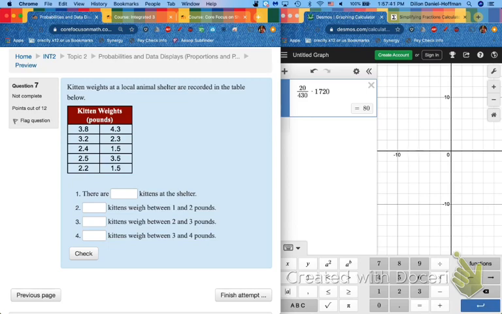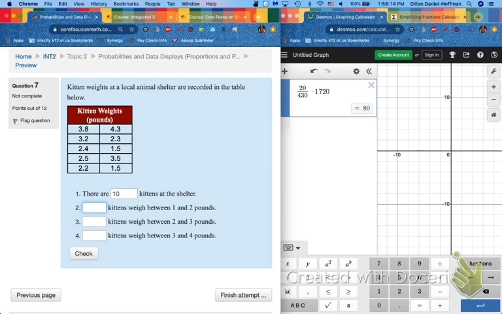Each one of these boxes represents a kitten. Cute little kitten. Weighing a certain amount of pounds. The smallest kitten, there are 2 of them here, weighing 1.5 pounds. And the largest kitten, there's one 4.3 pounder here. And a lot of 2s and 3s. So we're simply going to look at this data, and we're going to use it to answer these questions. Number 1, there are blank kittens at the shelter. Well, let's just count. 1, 2, 3, 4, 5, 6, 7, 8, 9, 10. I believe all of you, that's 1 for free, will get 10 kittens in the shelter.